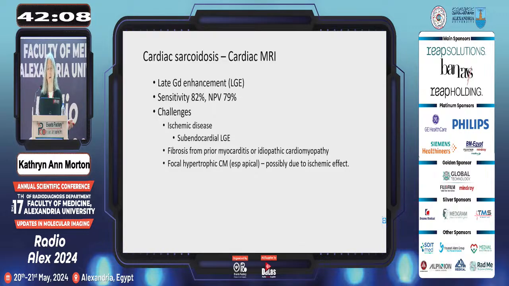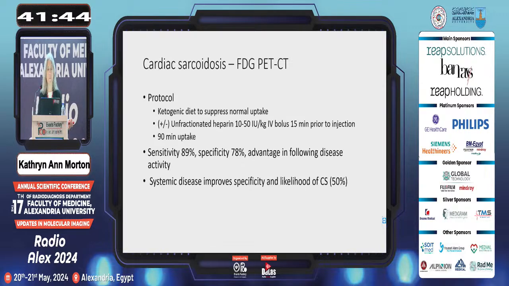You can get subendocardial late gadolinium enhancement. Fibrosis from prior myocarditis or idiopathic cardiomyopathy can also complicate matters and appear like active sarcoidosis. And focal hypertrophy of the heart, especially apically, can cause increased uptake as well.